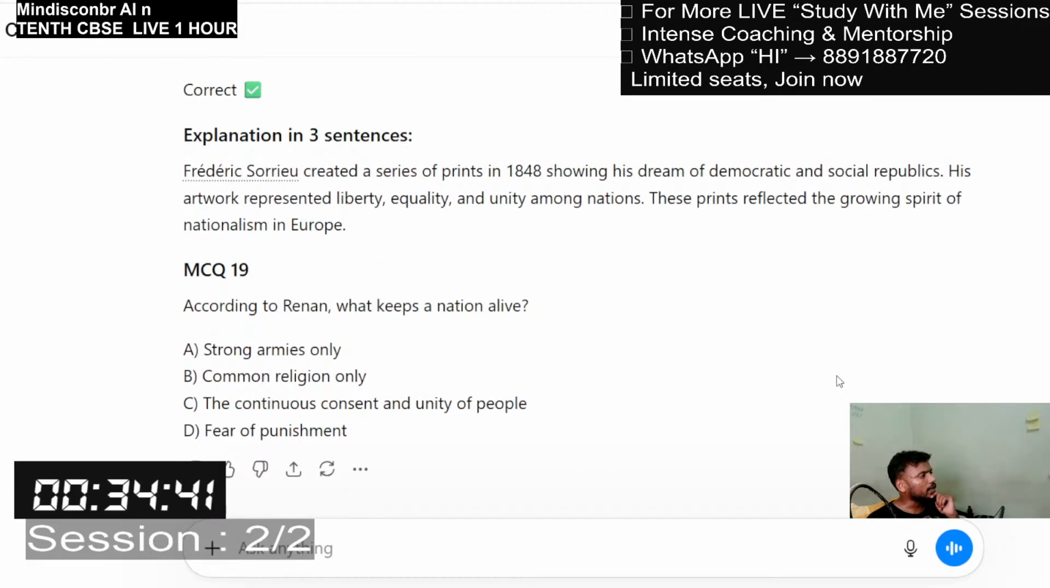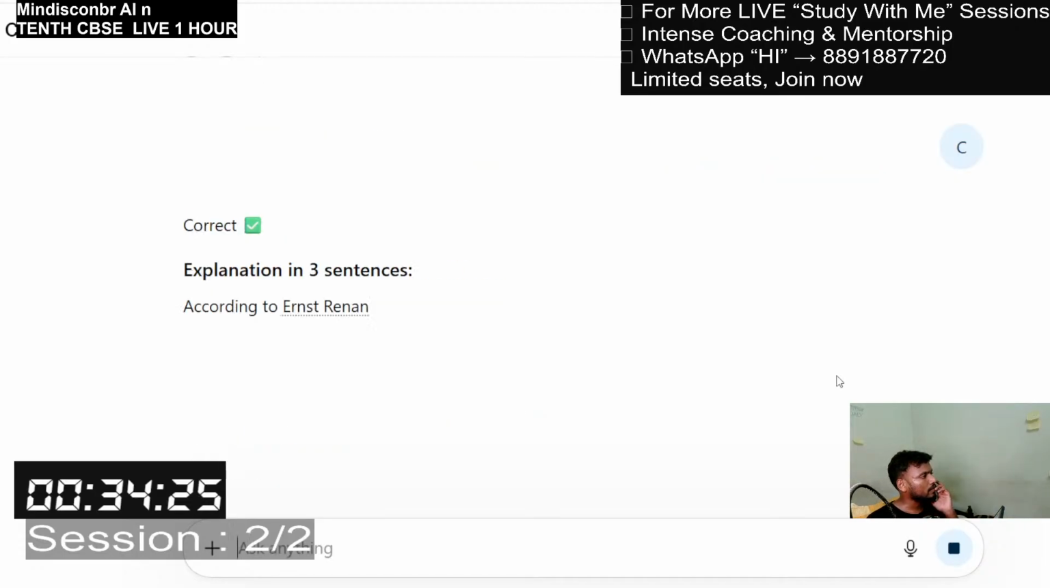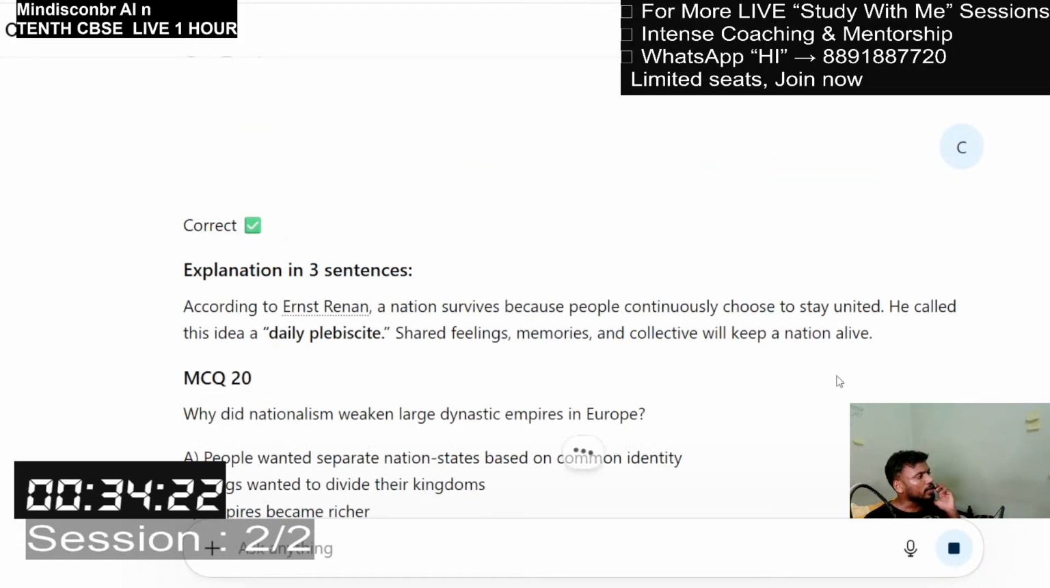According to Renan, what keeps a nation alive? The continuous consent and unity of people. According to Ernest Renan, a nation survives because people continuously choose to stay united. He called this idea a daily plebiscite. Shared feelings, memories, and a collective will keep a nation alive.